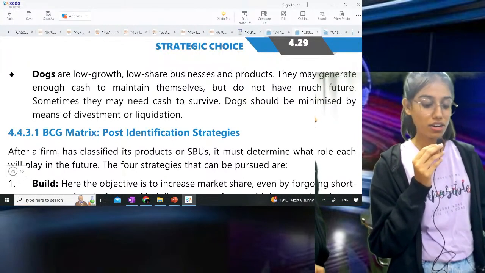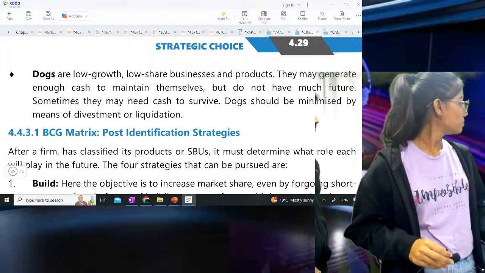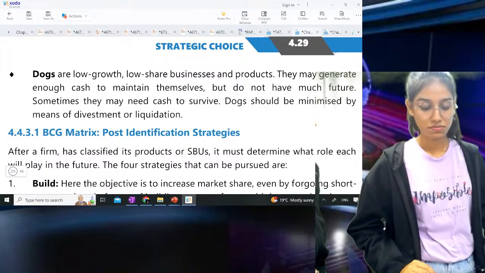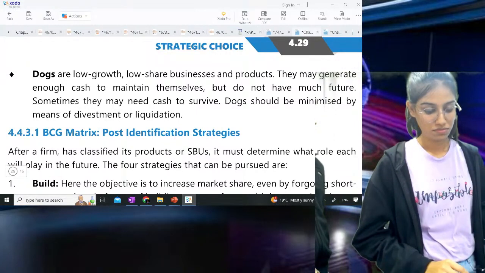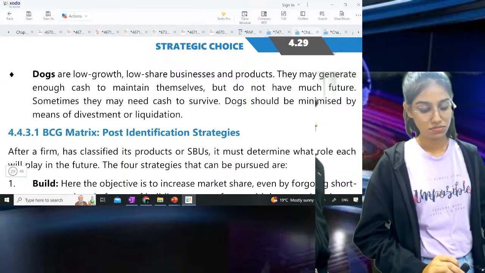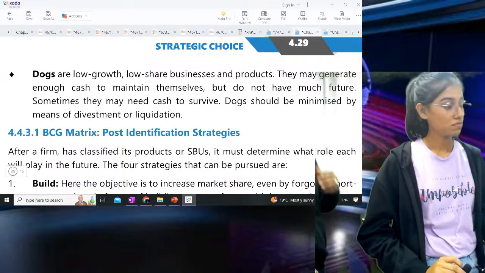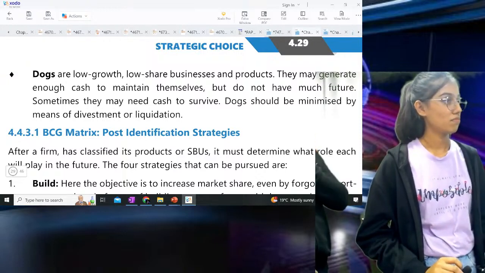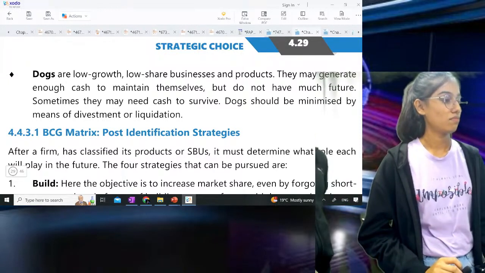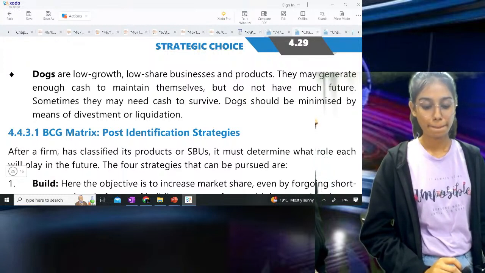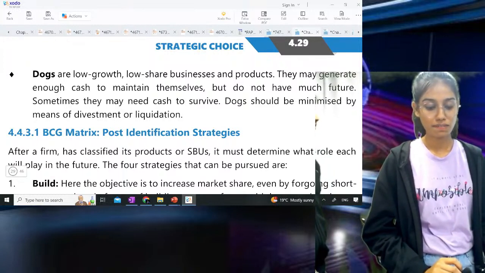Dogs should be minimized by means of divestment or liquidation, which we'll learn about tomorrow. Liquidation means closing down completely. Divestment means selling some part. Write two examples here also: HPCL, Hindustan Petroleum, and Tata Sky.